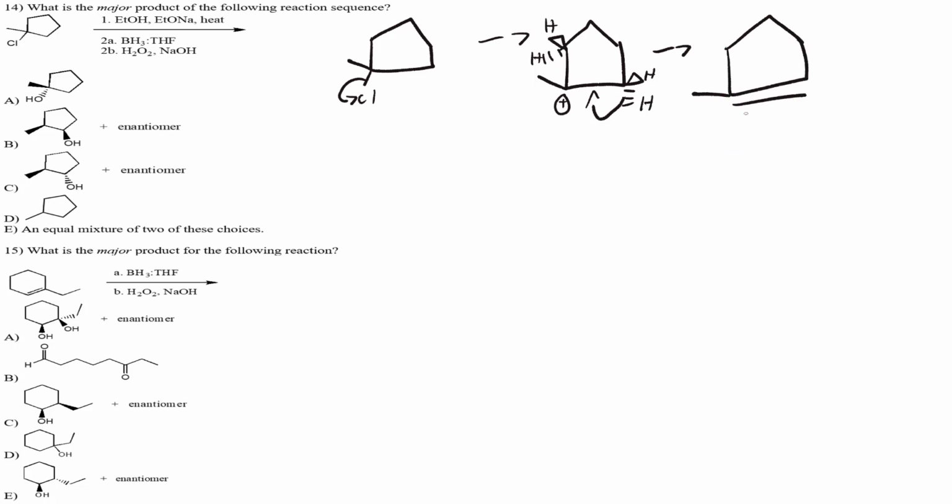Okay, well, let's do it interior. Right, so that was step 1. Now we have to do BH3 and peroxide. Well, BH3 peroxide, that means it has to be anti-Markovnikov.